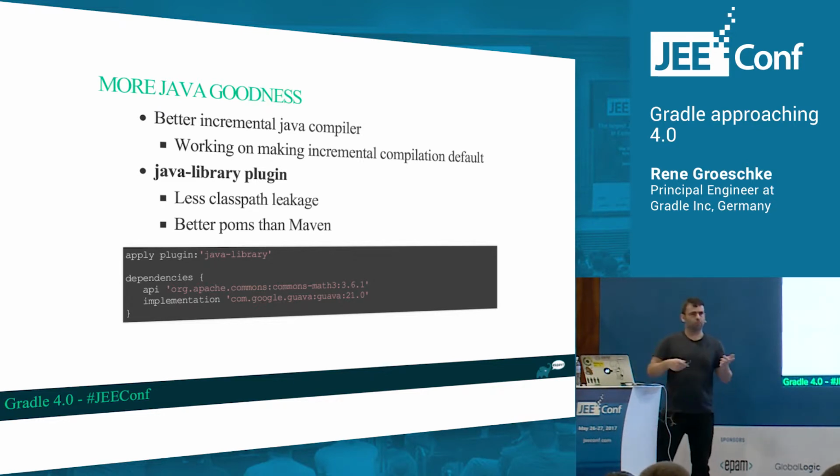Imagine you have a library and you use Guava, and your downstream user applies your code. They see, okay, I have Guava on my class path, so I use it. And now it's really hard for you to switch to a newer Guava version or maybe even replace it with something else, because you're leaking your class path there. If something is visible in IntelliJ or the IDE, people use it. That's just the case. So with the Java library plugin, we try to fix that and really distinguish between the API and the implementation.